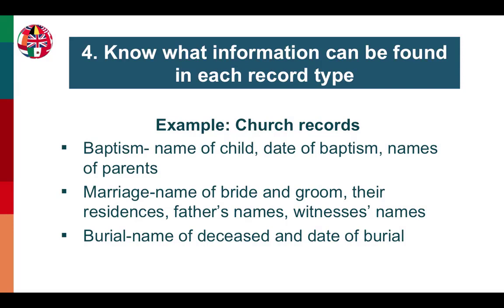So for example, in a baptism record, you may find the name of the child, the date of the baptism, and the name of the parents. In a marriage record, you may find out the name of the bride and groom, their residences, the fathers' names, witnesses' names, etc. In a burial record, you'll mostly find just the name of the deceased and the date of the burial.